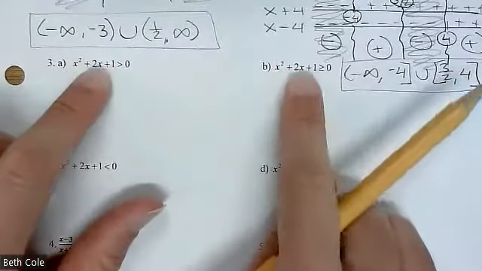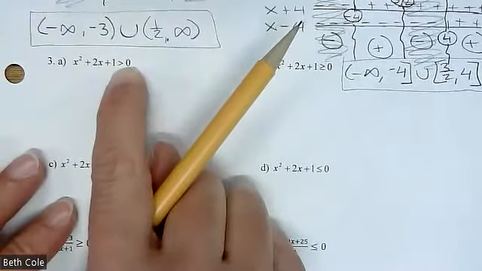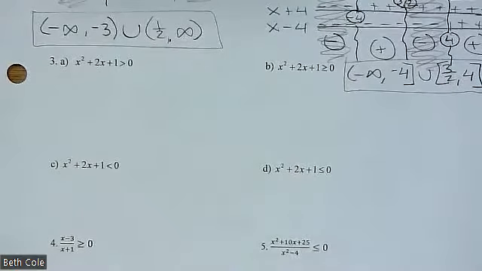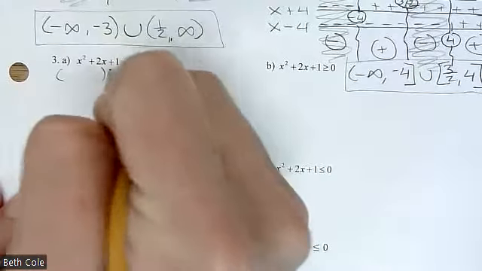They're all the same. Like the first part's the same. All I did was I changed greater than 0, less than 0, greater than or equal to 0, less than or equal to 0. Do you get what I'm saying? So we can do a compare and contrast. All right, what we're going to do is factor that.